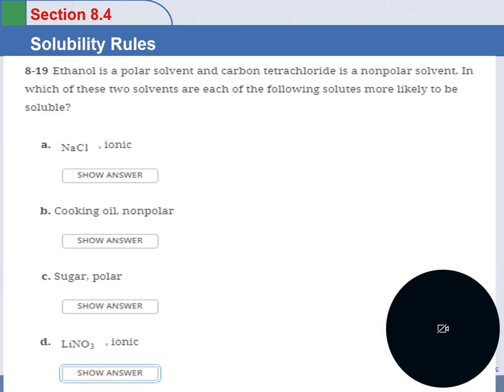Here's another learning check for us. We're going to determine, ethanol is a polar solvent, so that means it has a positive and a negative end, and carbon tetrachloride is nonpolar. In which of these two solvents are the following solutes more likely to be soluble? And one that's ionic would go along with the polar.